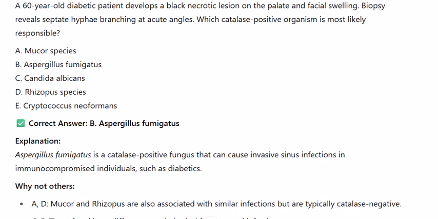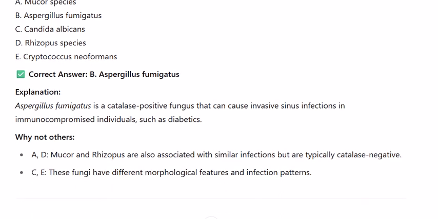Explanation: Aspergillus fumigatus is a catalase-positive fungus that can cause invasive sinus infections in immunocompromised individuals, such as diabetics. Why not others? A, D. Mucor and Rhizopus are also associated with similar infections, but are typically catalase negative. C, E. These fungi have different morphological features and infection patterns.